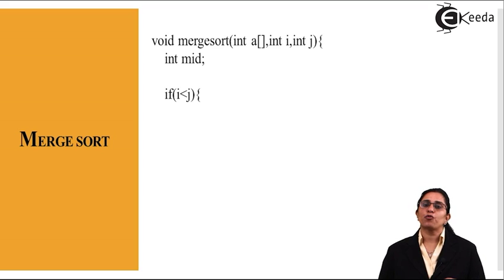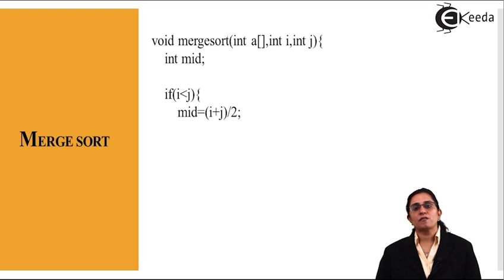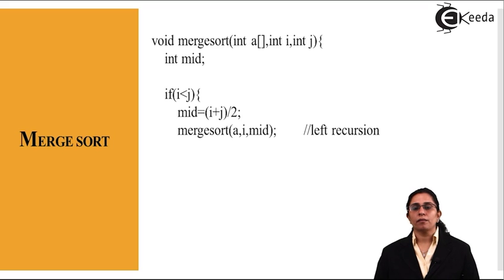Now what happens? I have to first find the mid, as we have seen in the algorithm. Here we have got the values of i and j from the main function. So we find the mid. The mid is found in a very simple manner: I add the initial value plus the final value divided by 2. As I get the mid of my list, then I call this merge sort recursively, where I pass the array A, i as the initial value, and the mid value.